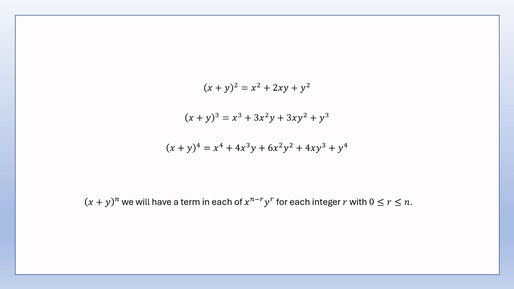Therefore, we might postulate that in the case of (x + y)^n, we'll have a term in each of x^(n-r) y^r for each integer r with 0 ≤ r ≤ n. But what will be the coefficients of these terms though?